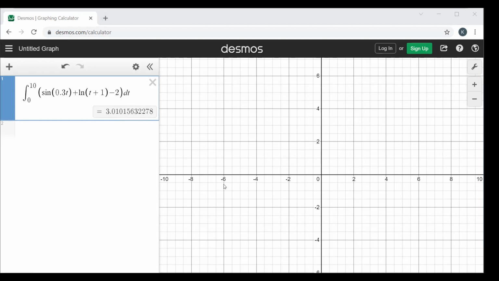3.01 what? Miles. Velocities are in miles per minute, right? So this velocity function is in miles per minute, and t is in minutes. So when I do miles per minute times minutes, I end up with miles. So he's 3.01 miles from his house.